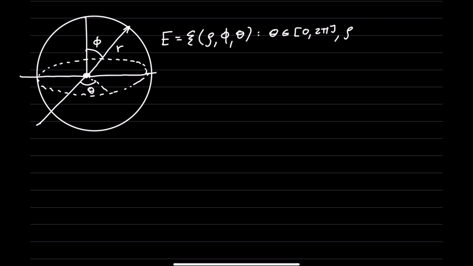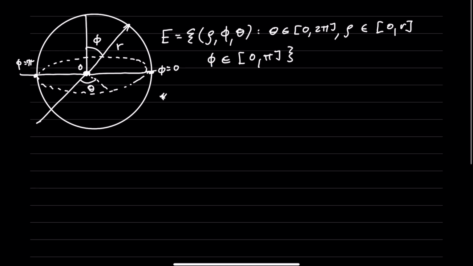And for rho, we're just going to go from here 0 up to some fixed radius r. So it's going to go from 0 to r. And for phi, we could think of this point here as phi equals 0 and this point here as phi equals pi. So that's going to be from 0 to pi. So the maximum angle phi can take is from 0 to pi. And so this is the region we're going to be integrating over.